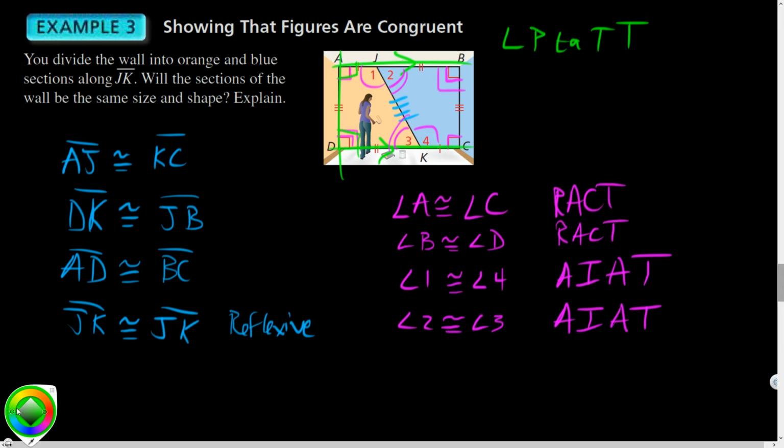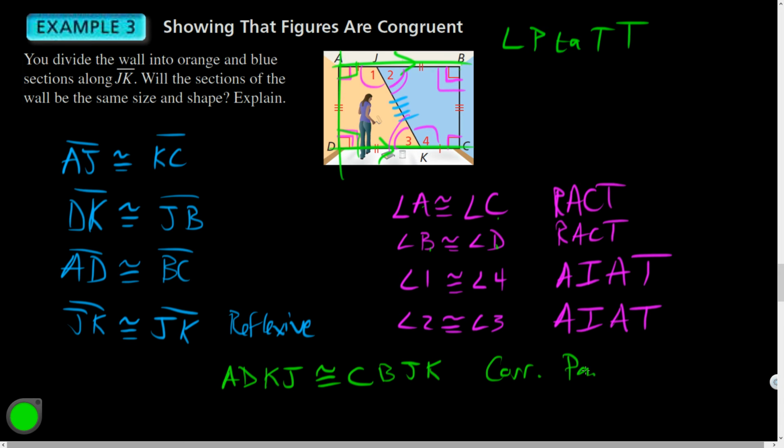All right, so all of that work to finally say that A, D, K, J is congruent to, let's see, I started at A, and so that means I have to start with C. C, okay. And then I went to D, and D corresponded to B, so B is the next one. So C, B, J, K. So I can finally say that these 2 trapezoids are congruent to each other because, here we go, corresponding parts of congruent figures are congruent.